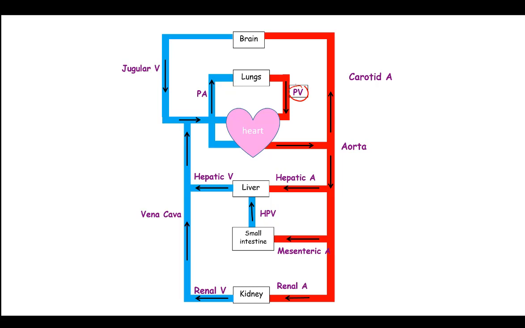I suppose another thing to point out here is that in most of the cases, whenever you've got a vessel going into or out of an organ, so for example, the liver here has the hepatic artery going in and the hepatic vein leaving. The kidneys have the renal artery going in and the renal vein leaving, whereas the brain has the carotid artery going in and the jugular vein coming out of the brain.